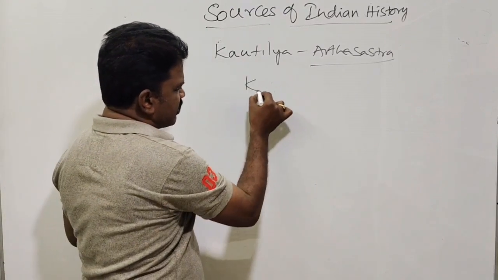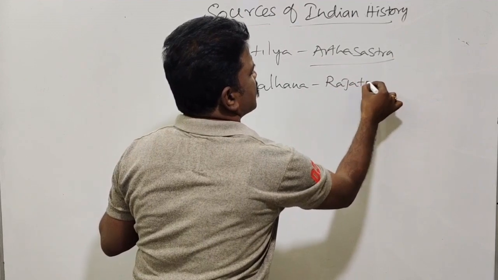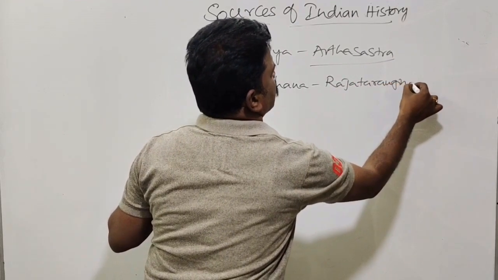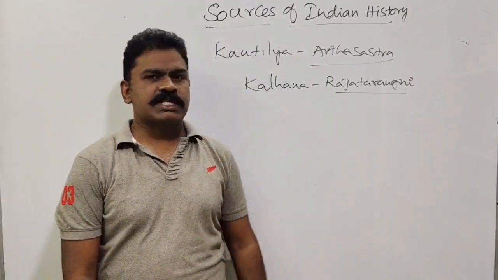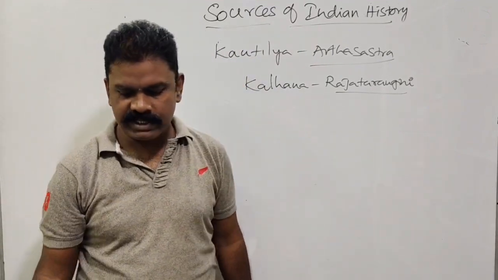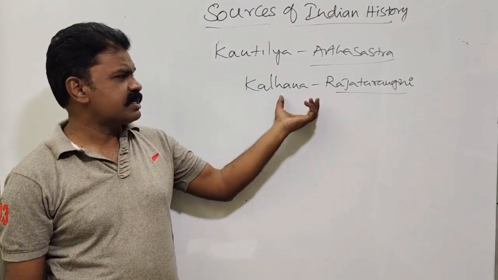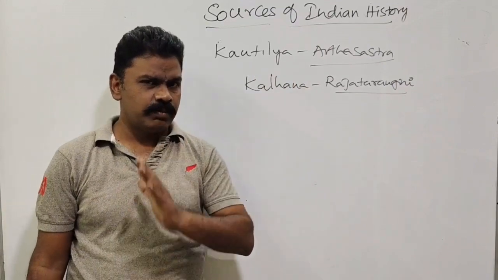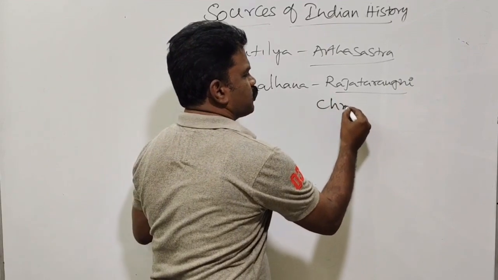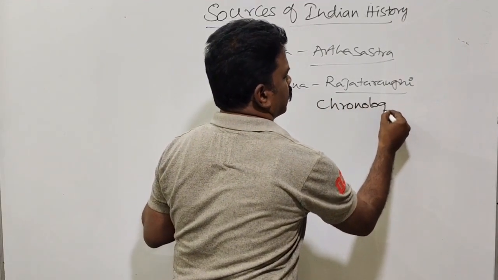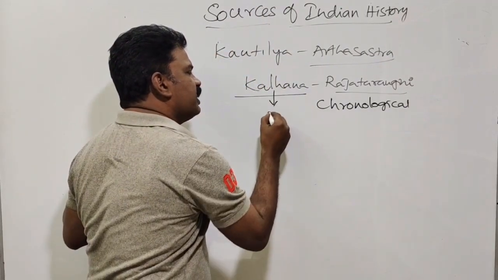Like Kalhana's Rajatarangini. Kalhana wrote Rajatarangini. It speaks about the Kashmir rulers. Kalhana's Rajatarangini was the first Indian book which followed chronological order. That's why Kalhana is called the father of Indian history.